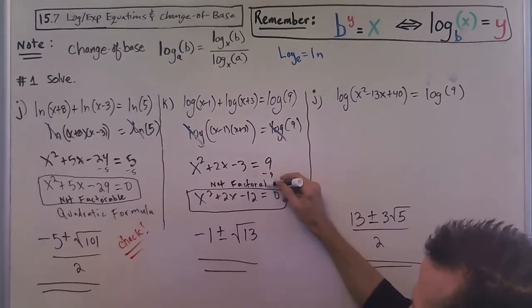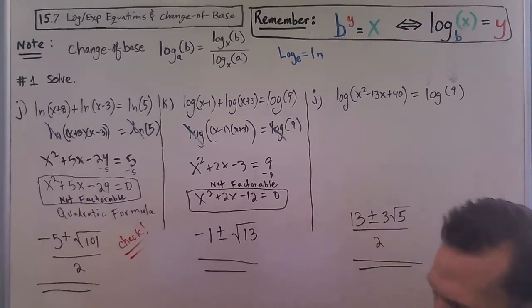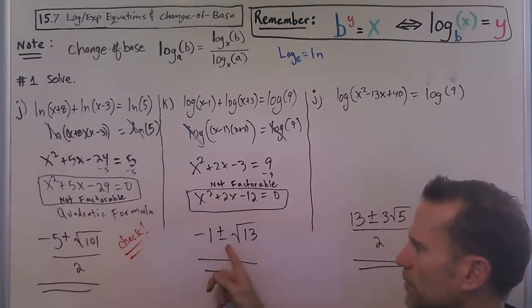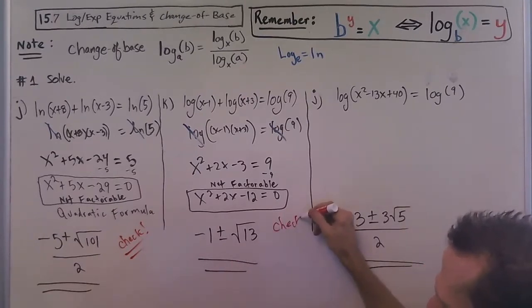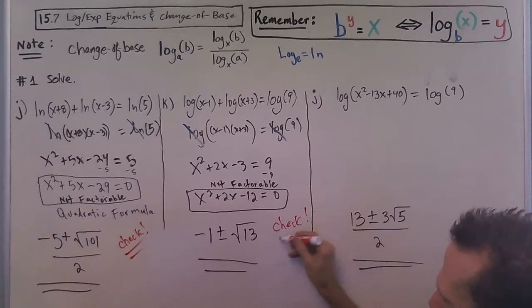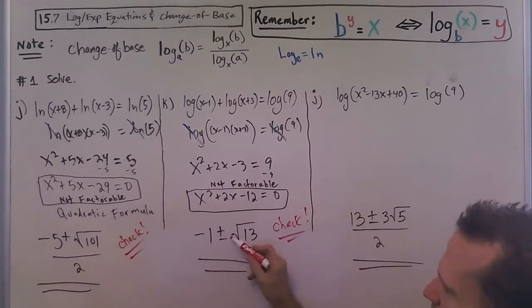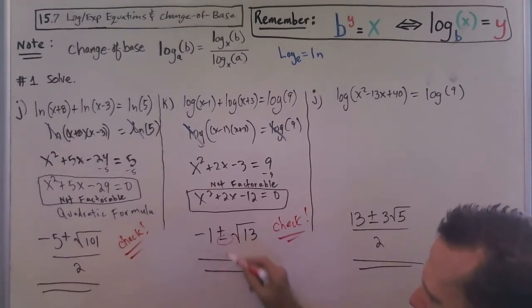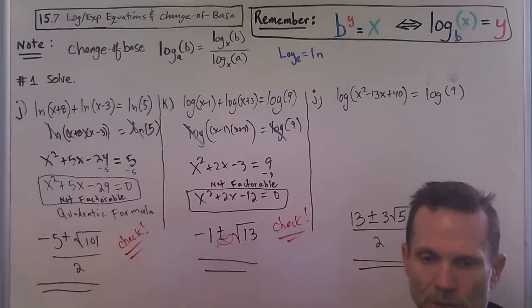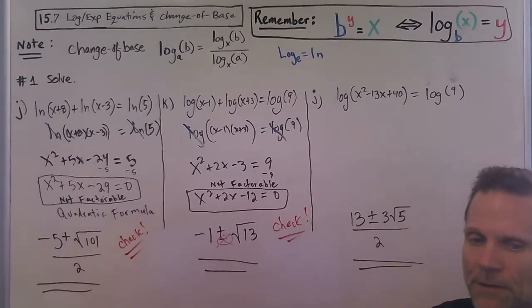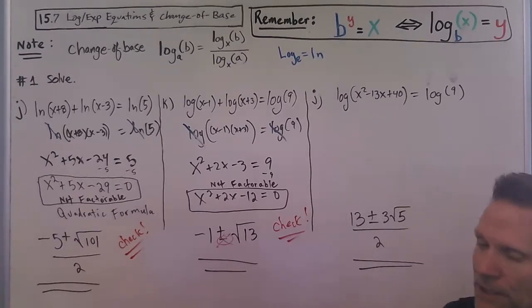Now I hope you get some that are factorable. And when you do go to the quadratic formula, remember you get the plus and minus solution. But do your check here. And you'll find out that this one doesn't work, so you have to rule out the negative. All right. Moving on to this last one here.